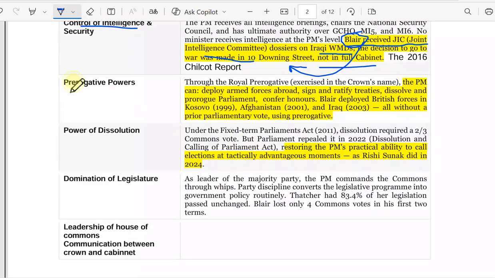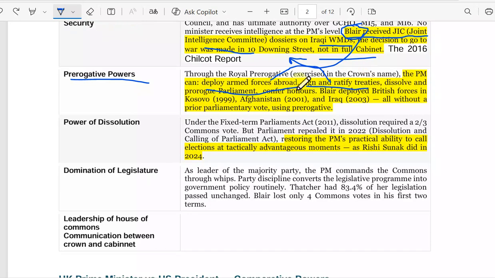Next, we have the prerogative powers. The prime minister can deploy armed forces. He can sign and ratify treaties. He can do both of these powers after the approval of Parliament. The example I want to give here is Brexit. Two prime ministers of British history both tried to make Parliament approve Brexit, but unfortunately they couldn't.